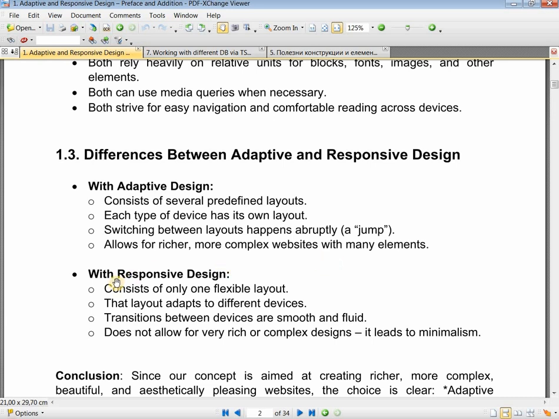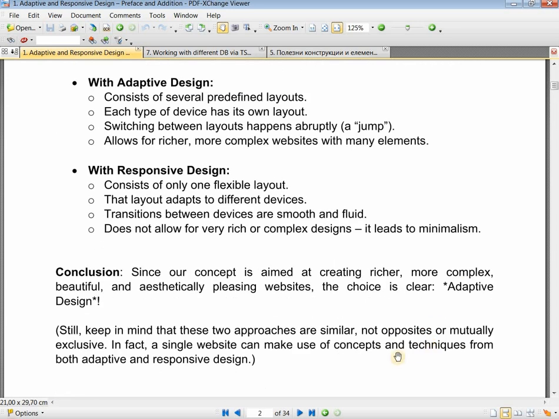With responsive design we have the following. It consists of only one flexible layout and it adapts to different devices. It smoothly transitions from one device to another, but its big problem is that it doesn't allow for a rich and complex website. We have minimalism. The conclusion: with our concept and aspiration towards a richer, more complex, beautiful, elegant and aesthetic website, the choice is clear: adaptive design.